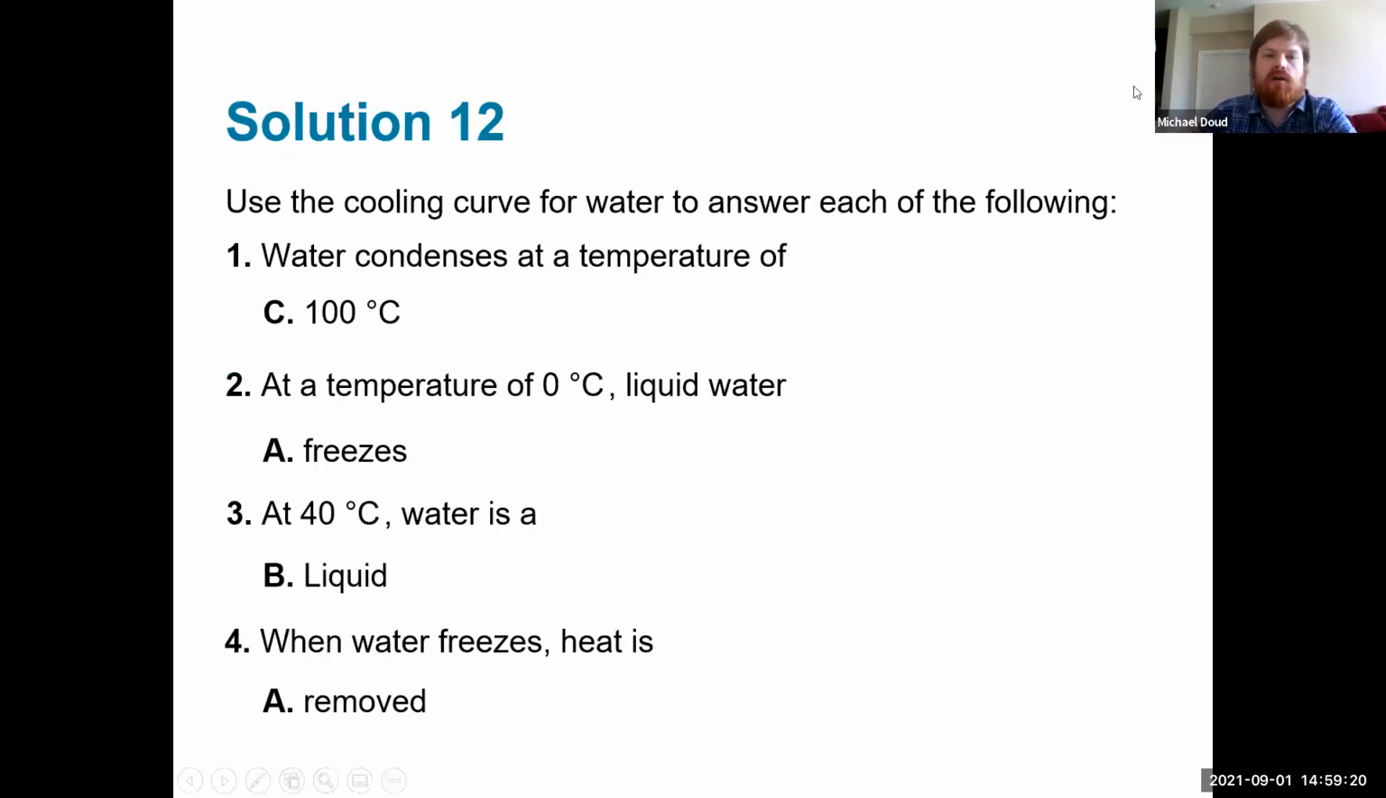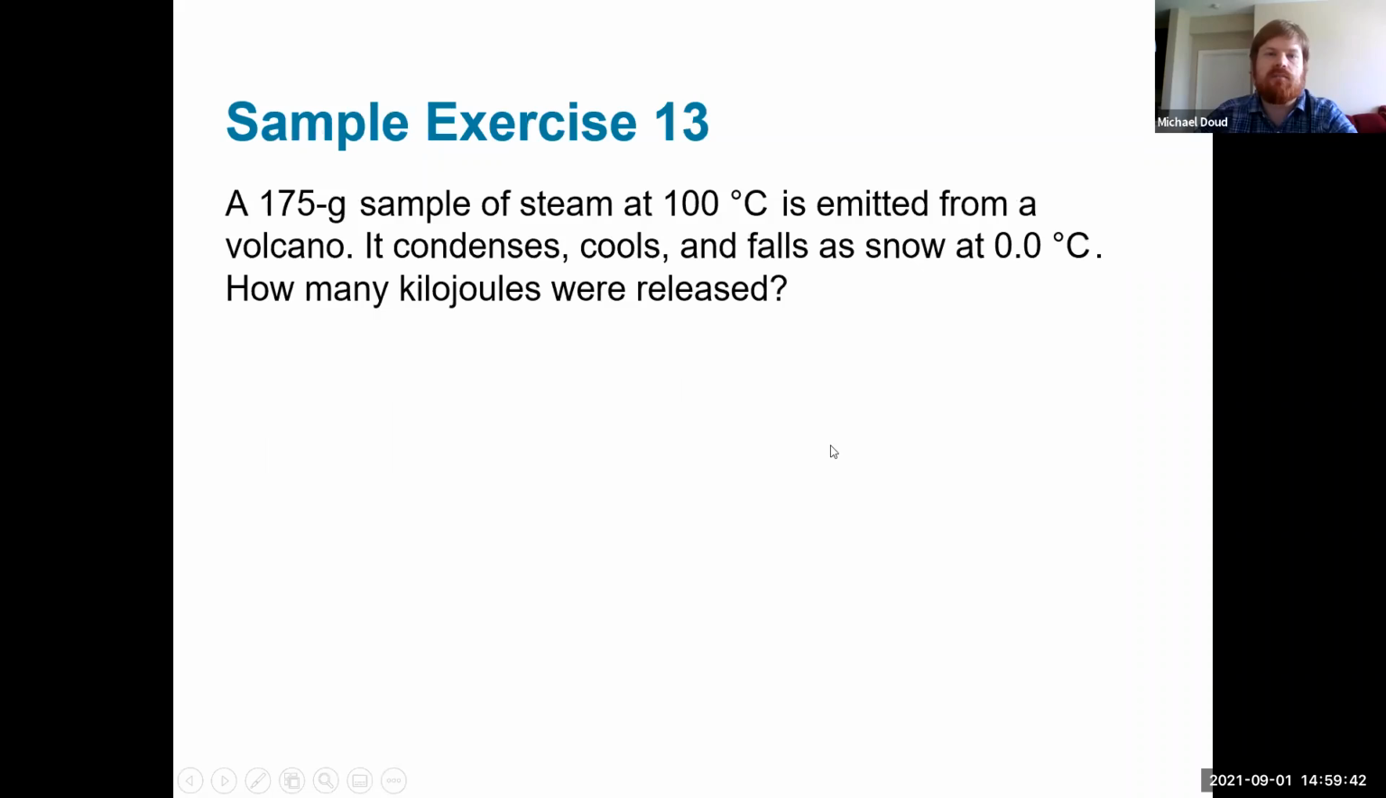Okay, so we know that water condenses at a temperature of 100 degrees Celsius. That's its boiling point or condensation point, either way. At a temperature of 0 degrees Celsius, liquid water freezes. No trick there. At 40 degrees Celsius, water is a liquid. And then finally, when water freezes, heat is removed. In other words, you're taking away heat to go from a liquid to a solid.